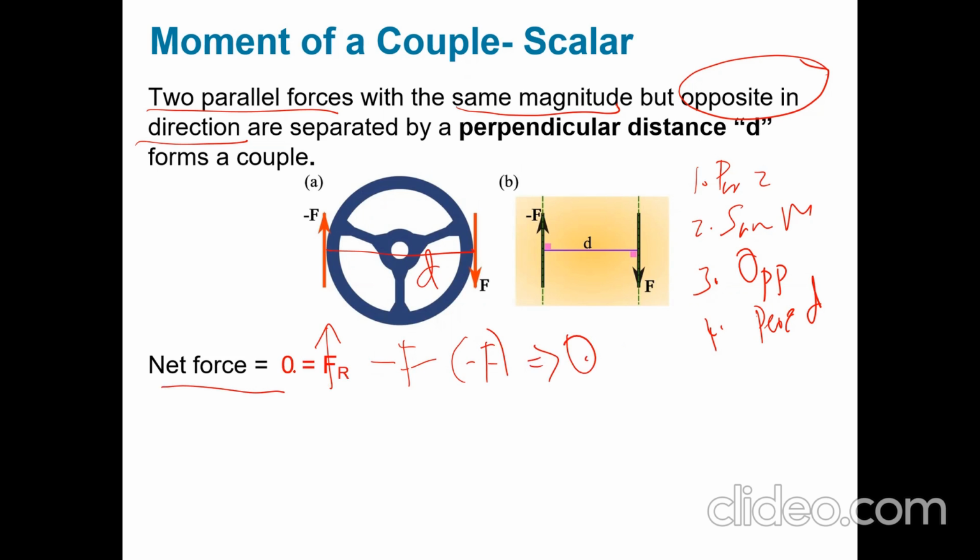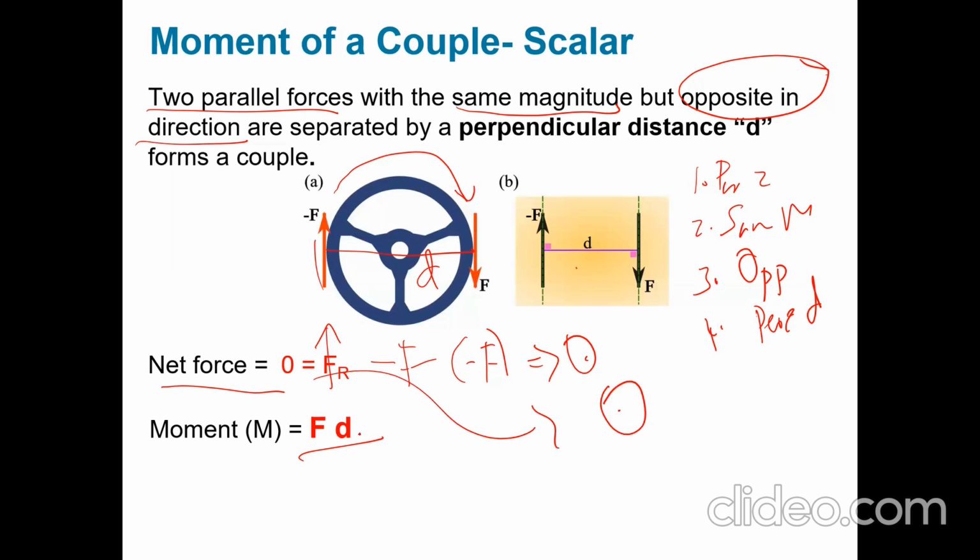But is the net moment 0? No. Imagine you're applying these two forces: you're going to turn the wheel, right? So you're applying some kind of moment. This moment is defined by the force times your perpendicular distance. So for a couple, the net force is always 0, but the net moment is not equal to 0.